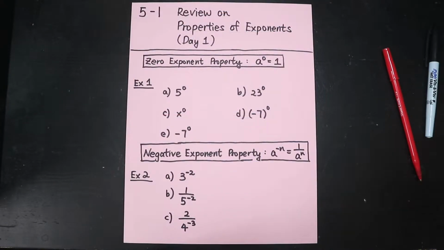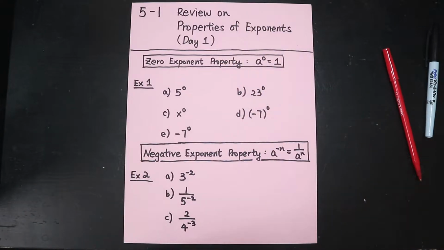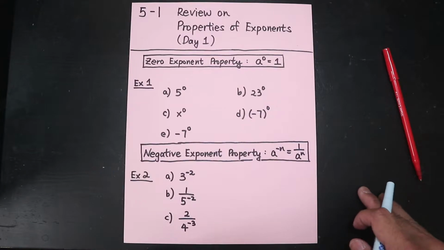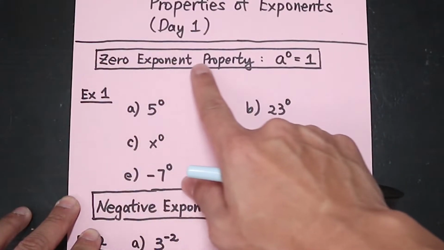This lesson is called 5-1 Review on Properties of Exponents Day 1. And the reason it says review is because this standard has been taught in middle school, 8th grade. So at the high school level, we're just going to do these problems quickly, going over different rules that you probably have seen before in the past. So let's talk about the zero exponents property.